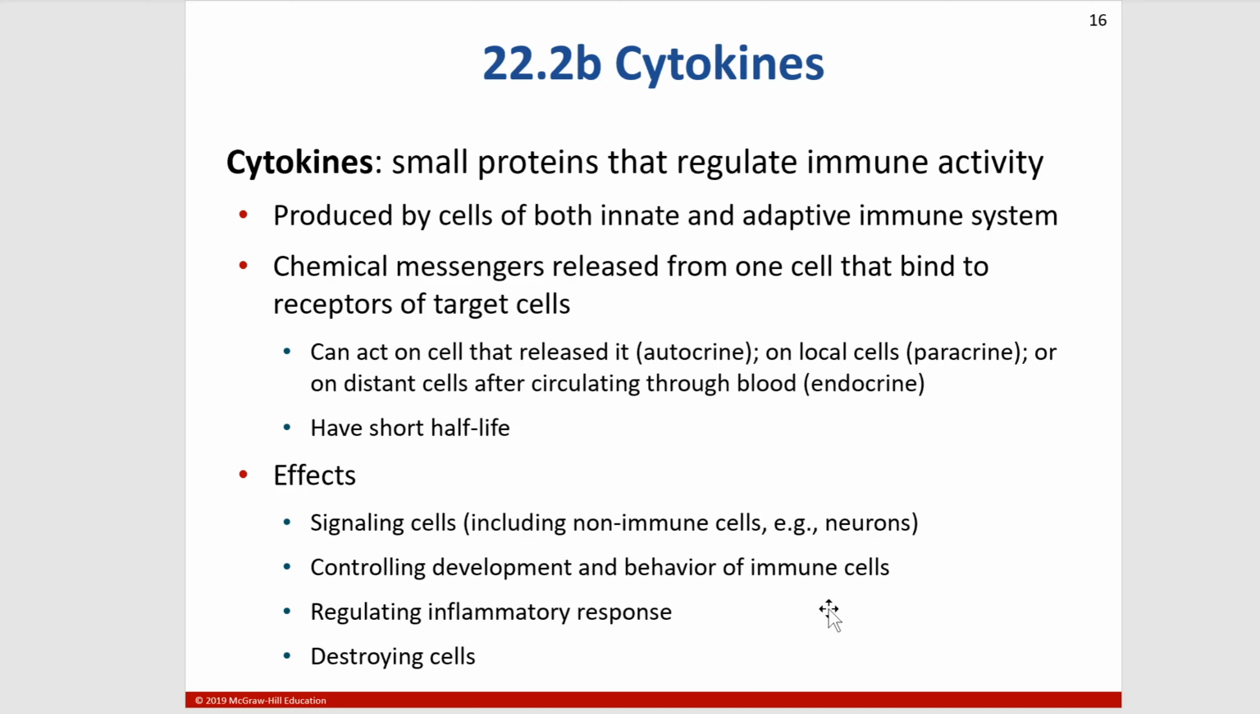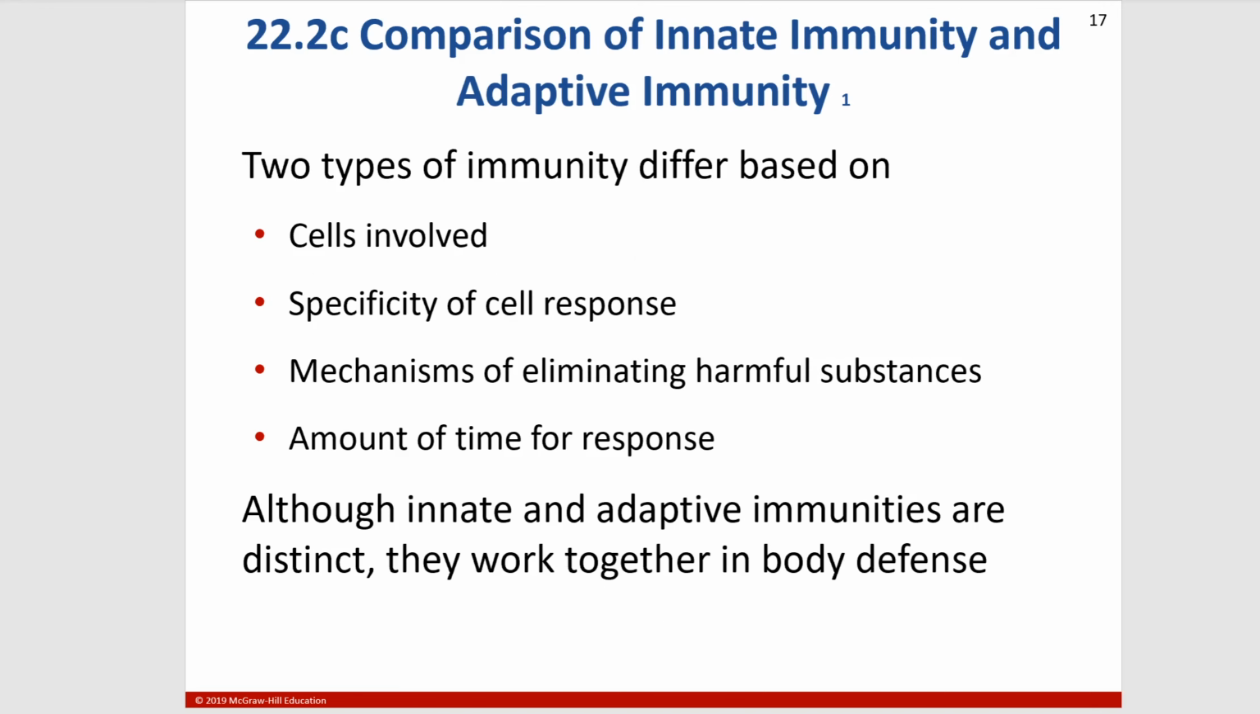So looking at chemical messengers: cytokines are small proteins that regulate immune activity, produced by cells of both the innate and adaptive immune systems, which we'll talk about in a minute. Like I say, they're chemical messengers. They have the effects of signaling cells, controlling development and behavior, and also targeting cells for destruction.